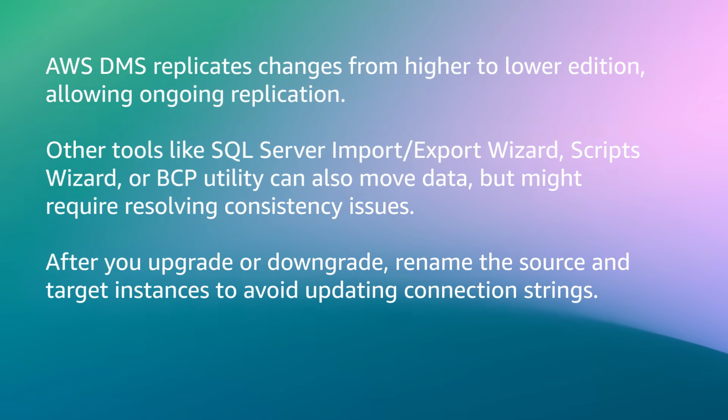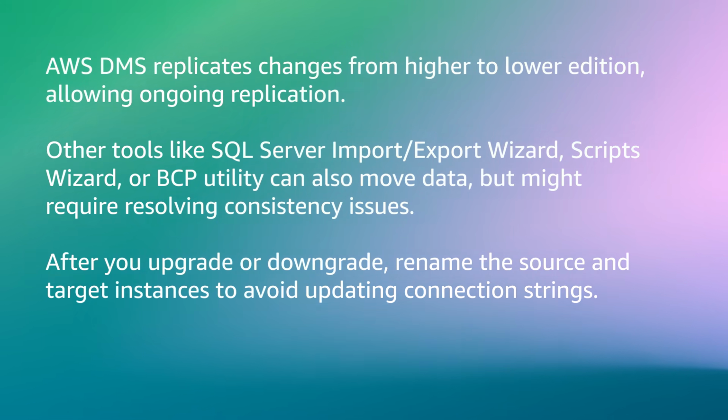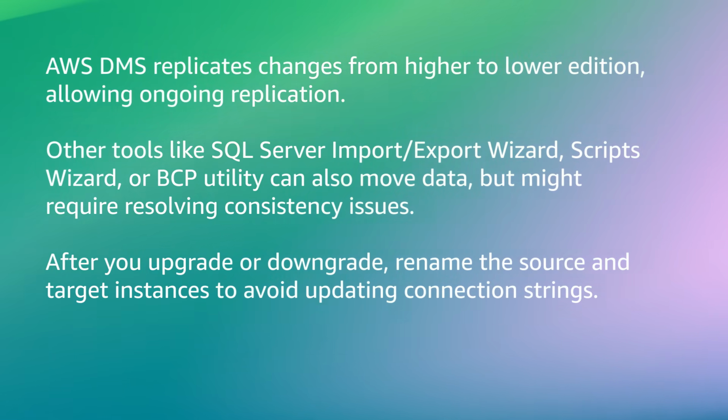AWS DMS replicates changes from higher to lower edition, allowing ongoing replication. Other tools like SQL Server import-export wizards, scripts wizards or BCP utility can also move data but might require resolving consistency issues. After you upgrade or downgrade, rename the source and target instances to avoid updating connection strings.